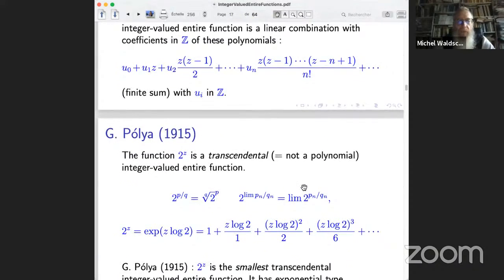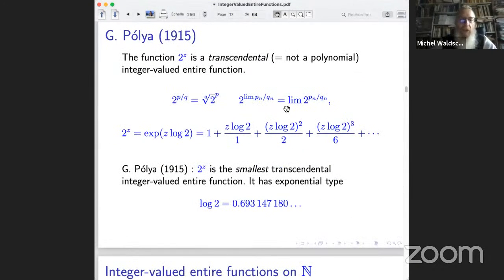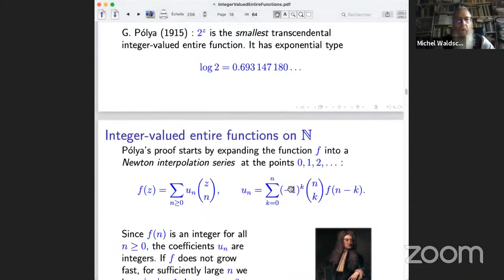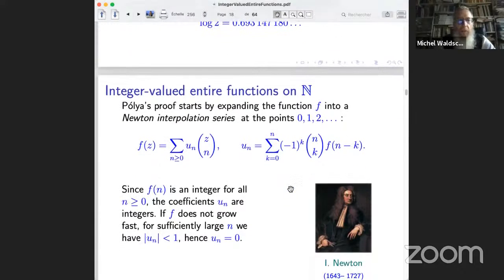What Polya proved in 1915, the result which I mentioned, is that 2 power z, which is exponential z log 2, is the smallest transcendental integer valued entire function. The exponential type is 0.693 and so on. So it grows like exponential log 2 z, and you cannot get a smaller exponential type.